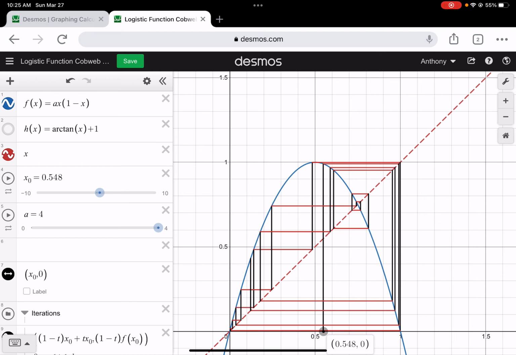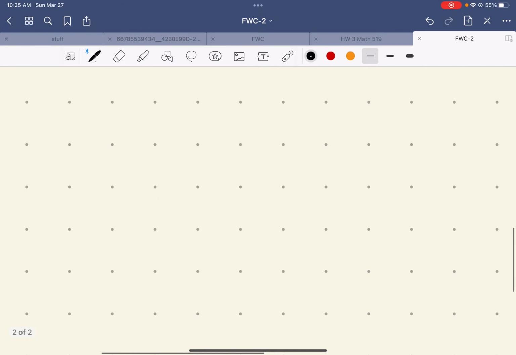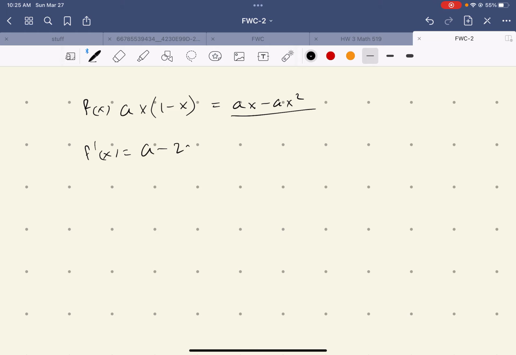And we can kind of see that by just eyeballing it, but we can get more specific here. So if you notice, a is 4, and the equation I'm looking at is ax times 1 minus x. So let's hop over to the other page and do a little math, little trickery here. Okay, so ax(1 minus x). This was our updating function, which is the same as ax minus ax squared. All right, and so here's my updating function. Let's go ahead and take its derivative. So in this form, it's easier to take a derivative of, so a minus 2ax.